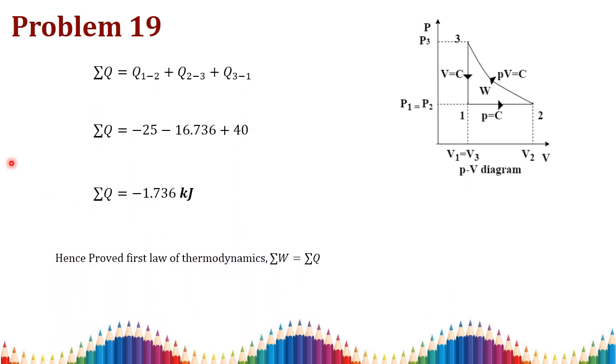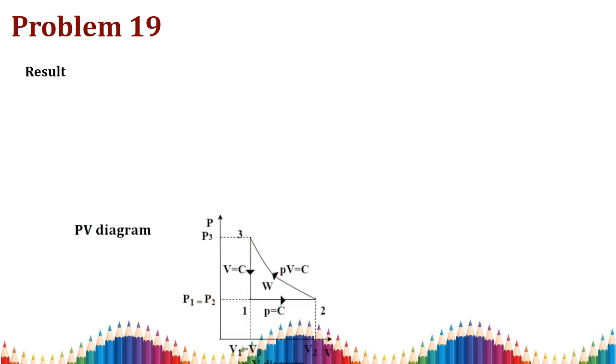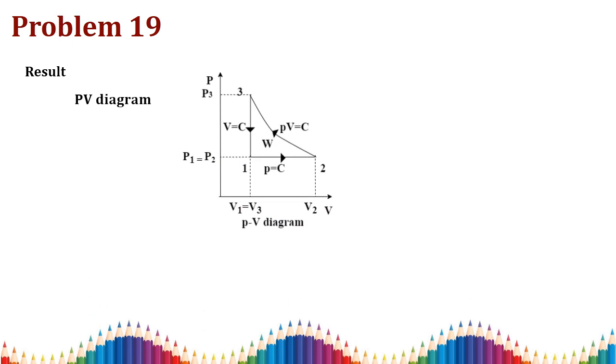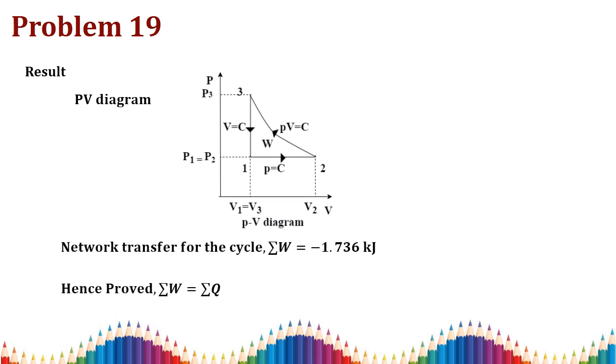So the net work transfer is minus 1.736 kilojoule. Then they asked us to check the first law of thermodynamics. So you need to find the summation of heat transfer, that is Q of 1 to 2 plus Q of 2 to 3 plus Q of 3 to 1. Substituting all the heat transfer values, we get the net heat transfer as minus 1.736 kilojoule. Since the net work transfer is equal to the net heat transfer, it obeys the first law of thermodynamics. So as a result, the first part asked to draw the PV diagram, the second part gave a net work transfer of minus 1.736 kilojoule, and in the third part we have proved that the net work transfer equals the net heat transfer, since both values are the same.